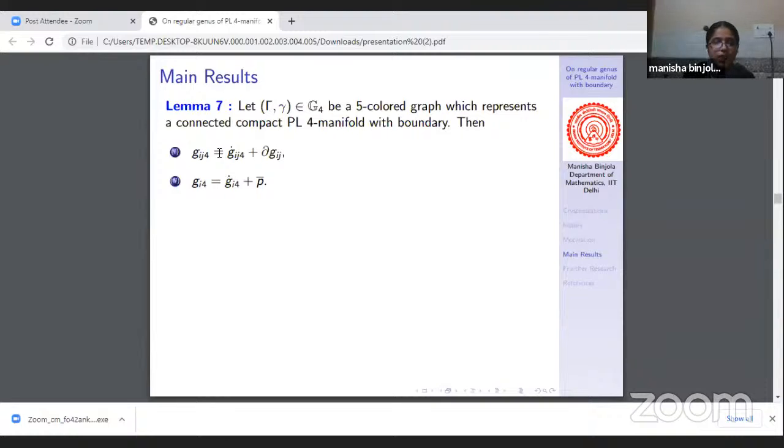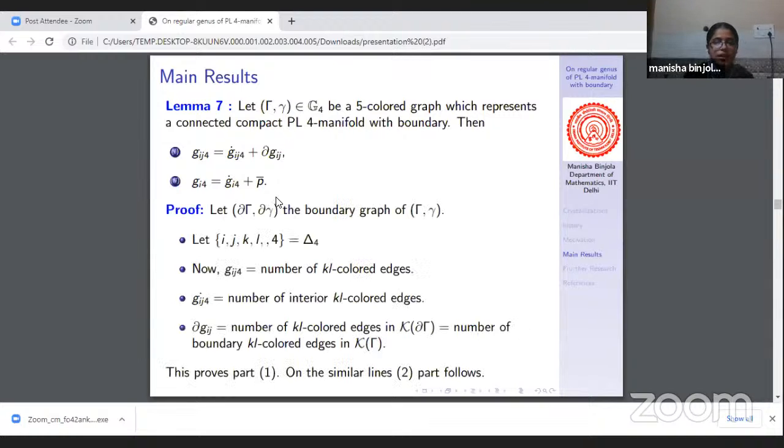So now we come to main results. Let gamma be a 5-colored graph, which represents a connected compact PL 4-manifold with boundary. Then we have these 2 relations. Now, from the observation, which came just after the first construction, we have told that Gij4 denotes K of Ij4 complement. Okay, so as we have only 5 colors, suppose this is the color set.